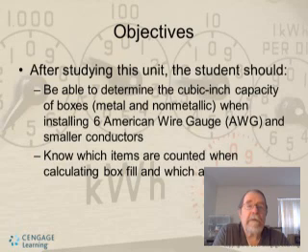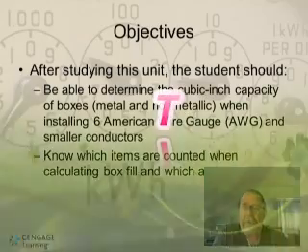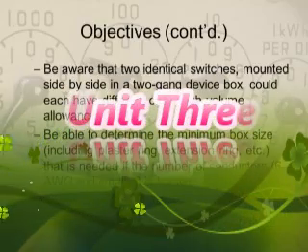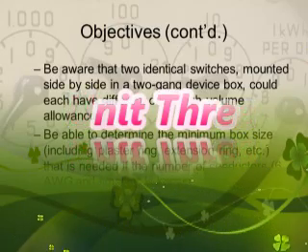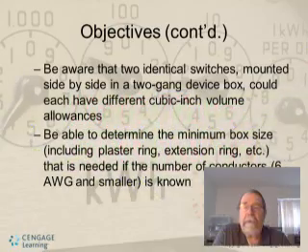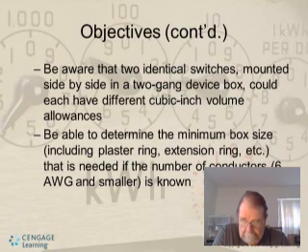In other words, there are some conductors that go through the box that you do not count as a conductor because it's not being spliced or anything like that. You also need to be aware that two identical switches mounted side by side in a 2-gang box could have different cubic inch volume allowances based on what's going in those boxes. You need to be able to determine the maximum box size, including the plaster ring, extension ring, etc., that is needed if the number of conductors, 6 gauge and smaller, is known.